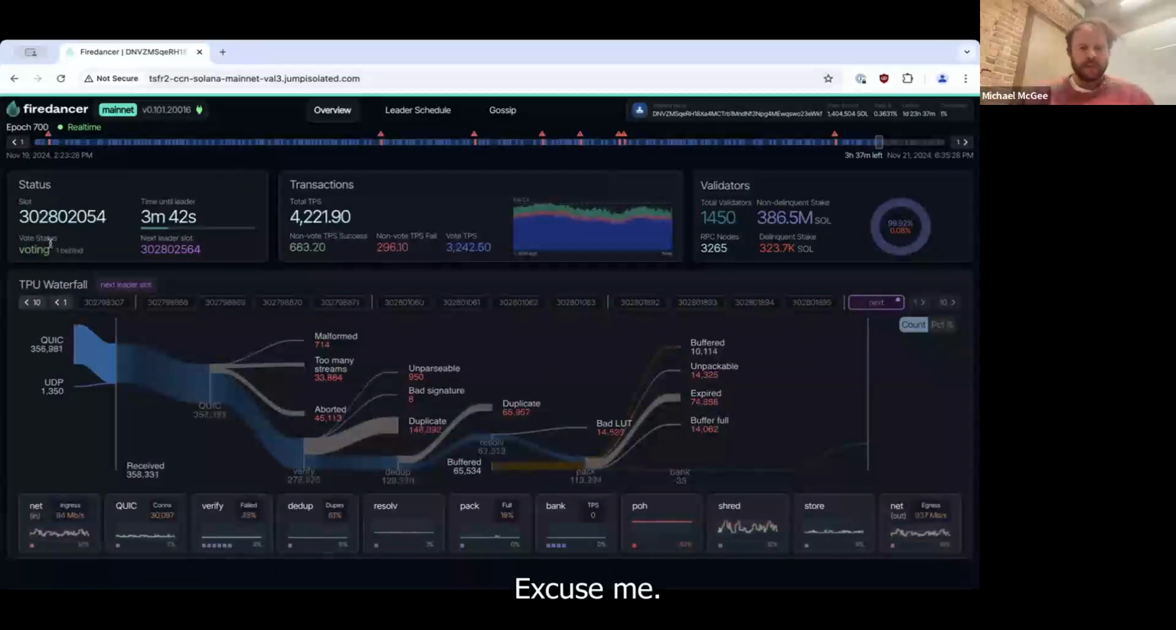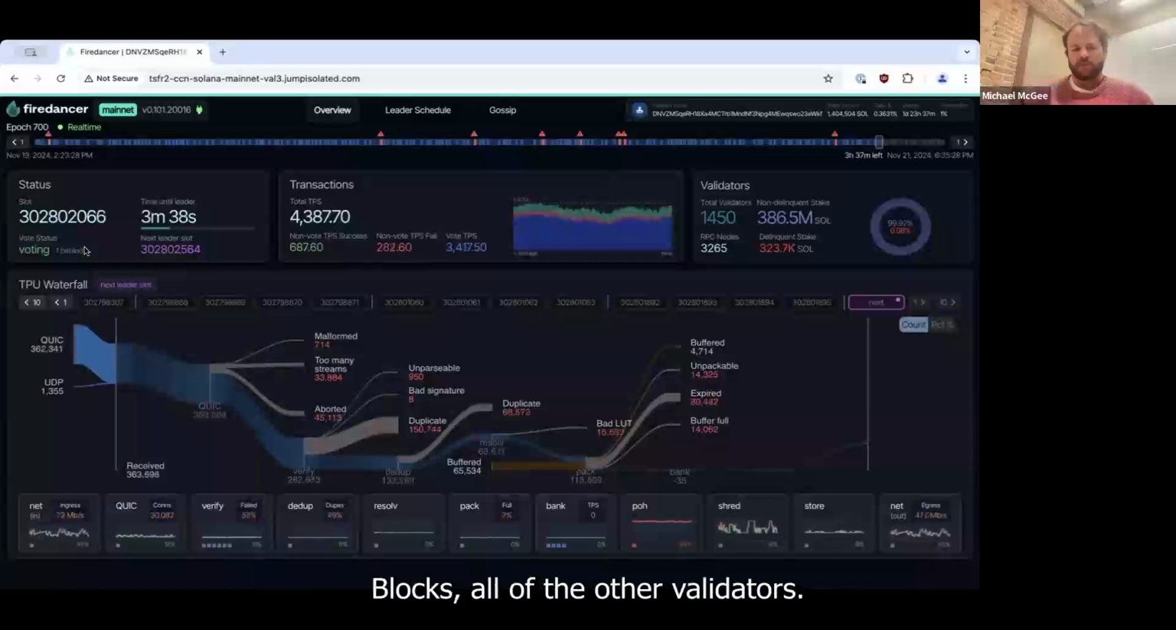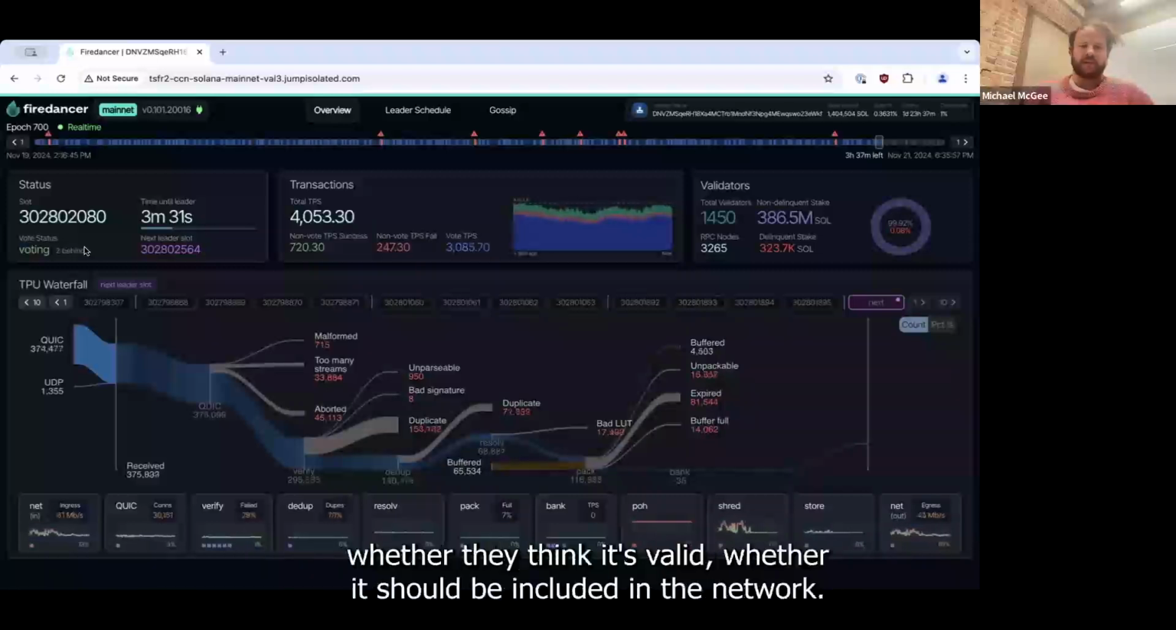And we're voting, right? So when leaders in the network produce blocks, all of the other validators are required to vote on those blocks, whether they replay it successfully, whether they think it's valid, whether it should be included in the network.